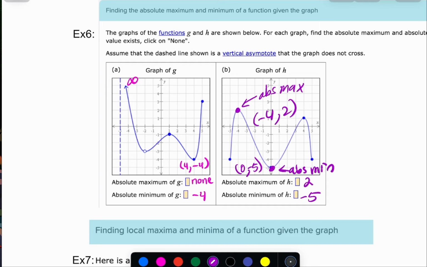Now, these here, that is a local max. And these, the endpoints, it depends on how they're defined. This is not included. That's a local max. That endpoint, it's not really defined as a max or a min.